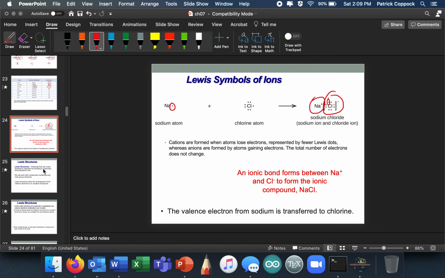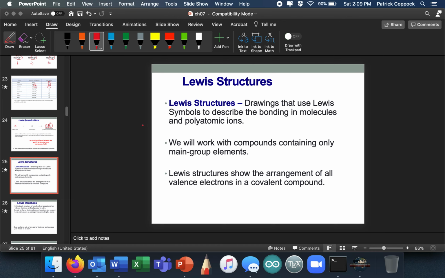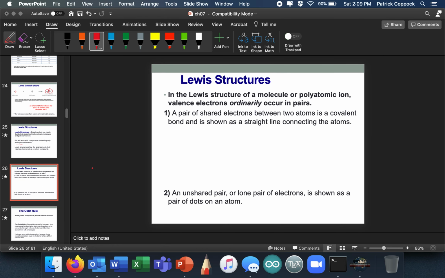Lewis structures now are drawings that use Lewis symbols to describe the bonding in molecules and polyatomic ions. We're going to work with compounds containing only main group elements, so we're going to keep things pretty simple. Well, it's still going to be complicated, right? But simple as we can. Lewis structures show the arrangement of all valence electrons in a covalent compound. So let's look at one. In the Lewis structure of a molecule or polyatomic ion, valence electrons ordinarily occur in pairs, right? So that's what we're going to be thinking about, these in terms of pairs. Keep our electrons together. A pair of shared electrons between 2 atoms is a bond, and is shown as a straight line connecting atoms. An unshared pair or lone pair of electrons is shown as a pair of dots on an atom.